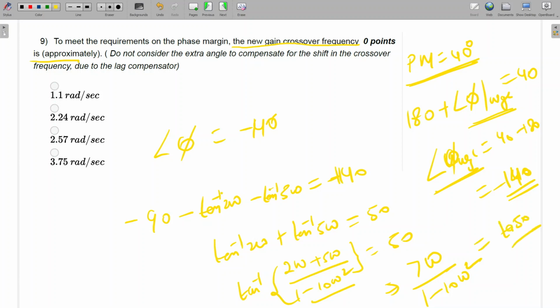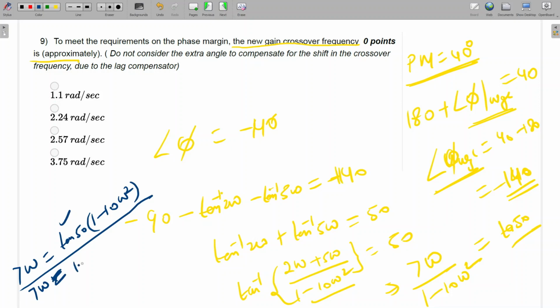Now we have to solve this quadratic equation. 7 omega is equal to tan 50 into (1 minus 10 omega square). How much is the value of tan 50? tan 50 is 1.1917. So 7 omega is equal to 1.1917 into (1 minus 10 omega square). Correct.